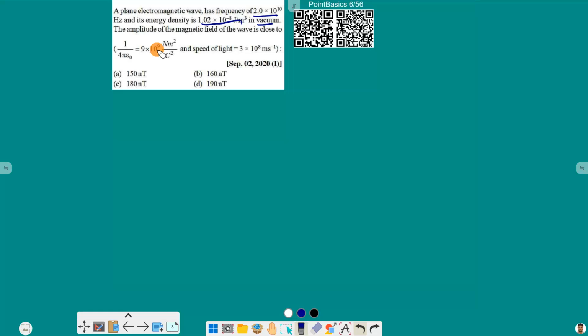Now, energy density is energy by volume. It is equal to half epsilon naught into E square, and that is also equal to half B square by mu naught. So from this we can find out the value of B, using these two, since the energy density is given to us.